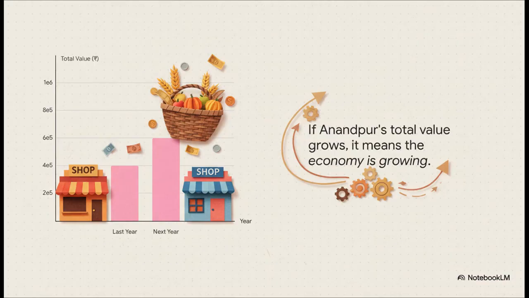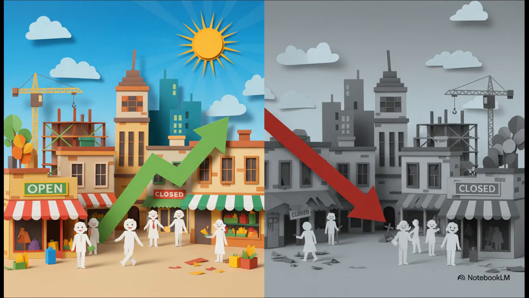Just imagine next year in Anandpur, things are really taking off. Maybe a couple of new businesses opened up, or the farmer had an amazing harvest. The total value of everything they produce jumps from 4 lakhs to 6 lakh rupees. That jump, that is what we call economic growth. It's pretty straightforward. When GDP goes up, it usually means the economy's growing. More stuff is being made, more services are being provided, people are generally earning more, and hopefully life is improving. But if GDP goes down, it means the economy's shrinking, and that can mean less income and a lot more financial struggle for everyday people.